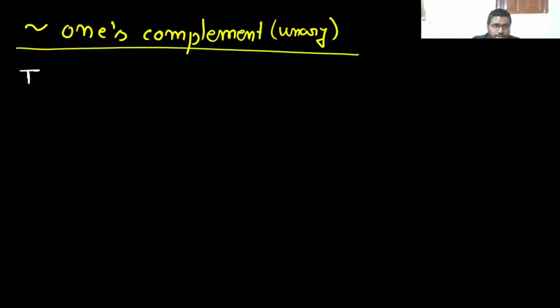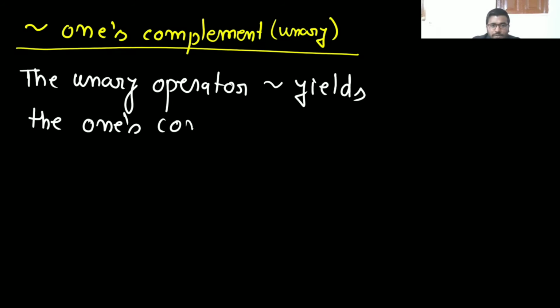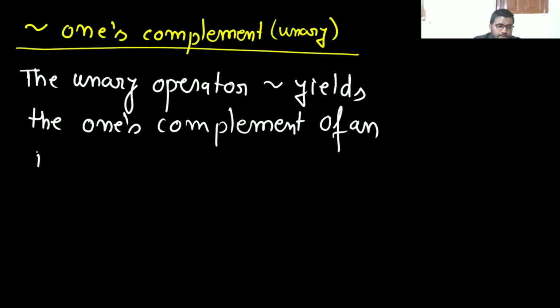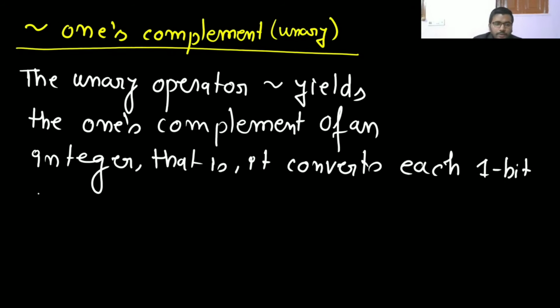Okay, so you can write the unary operators, negation yields the one's complement. That is, it converts each one bit into a 0 bit and vice versa.